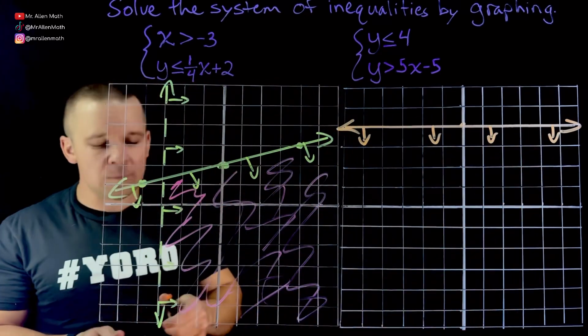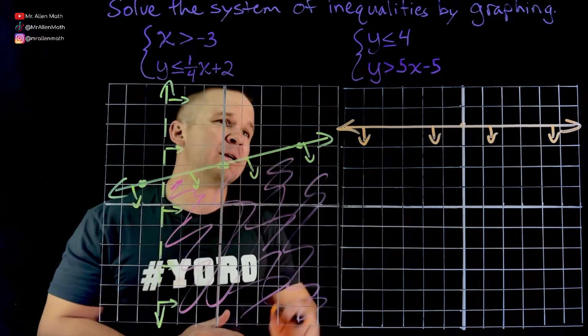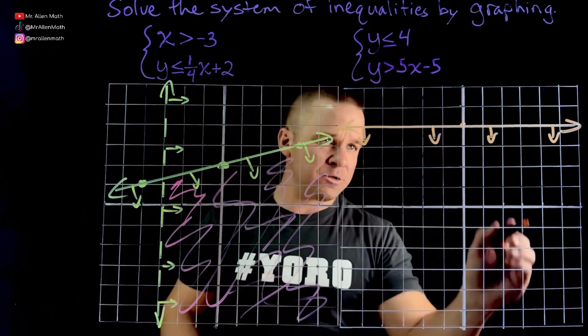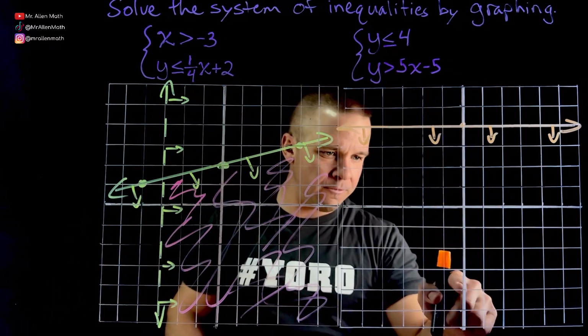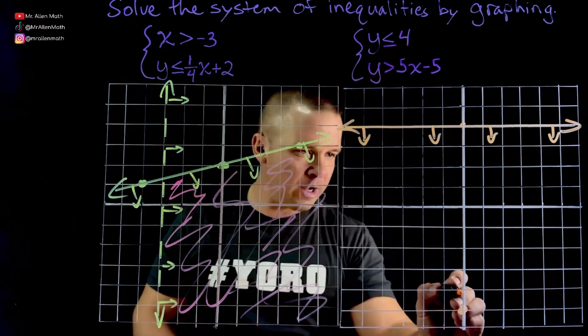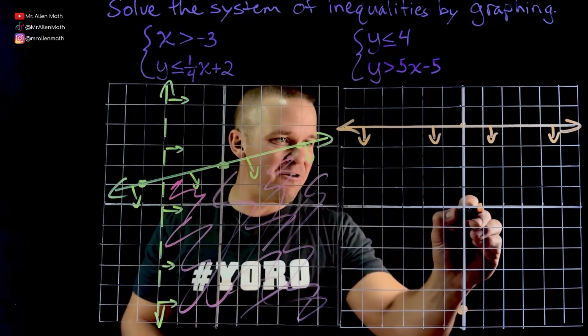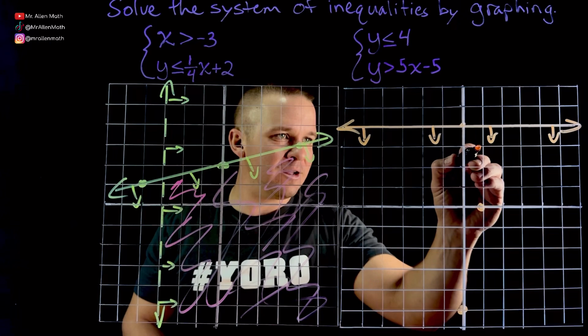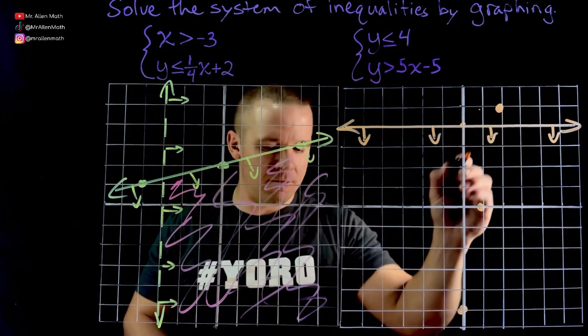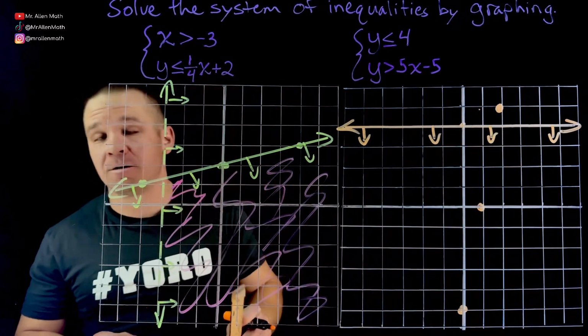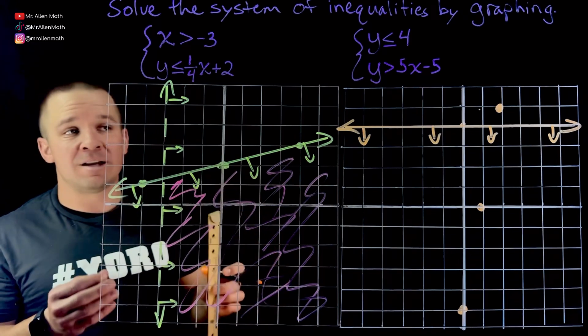Cool. Next one, I guess I'll stay orange, is y equals 5x minus 5. So all the way down to -5. 1, 2, 3, 4, 5. Then we're going up 1, 2, 3, 4, 5 over 1. 1, 2, 3, 4, 5 over 1. All right. This one, a dashed line, because it's y is greater than, not equal to.